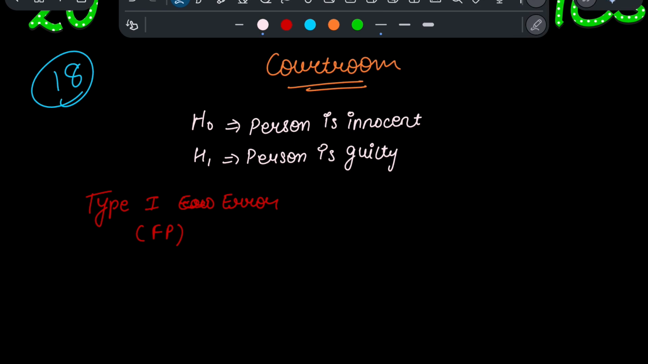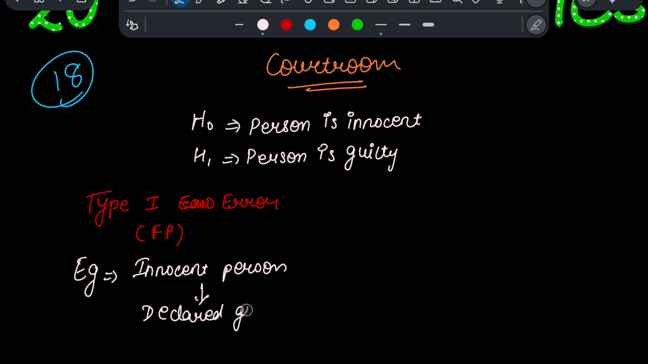In simple words, you say something is happening but actually nothing is happening. In the courtroom example, an innocent person is declared guilty. That is the type 1 error. Let me write that example for you: the innocent person is declared guilty. This is a type 1 error.